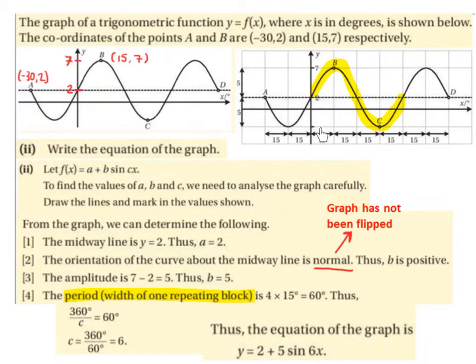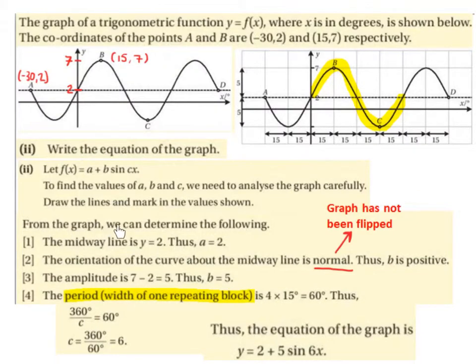So this point here must be 2 minus 5, which makes -3. So this must be -3 on the y-axis. And again, since this is the point B and it's 15, then this must be 15 on the x-axis. So this must be 15 on the x-axis. So we can go across in intervals of 15s. So we've drawn in the lines and we've marked in the values.